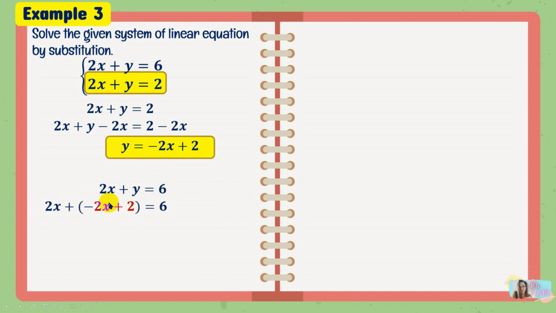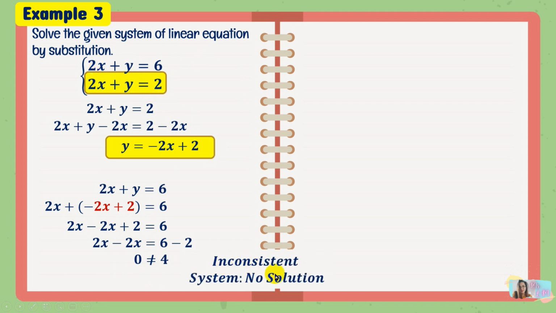And since addition naman po yan, it will not affect the sign of these terms inside the quantity or the parenthesis. Magkakaroon tayo ng 2x minus 2x plus 2 is equals to 6. So, kumbaga, hindi po nagbago yung sign ni negative at hindi rin nagbago yung sign ni positive. So, 2x minus 2x obviously is 0 and then additive inverse of positive 2, that's negative 2. So, magkakaroon tayo ng 0 is not equal to positive 4. And kapag ganito po ang result, ito pong system na 2x plus y is equals to 6 and 2x plus y is equals to 2 is an inconsistent system. That means no solution, parallel lines, walang point of intersection.